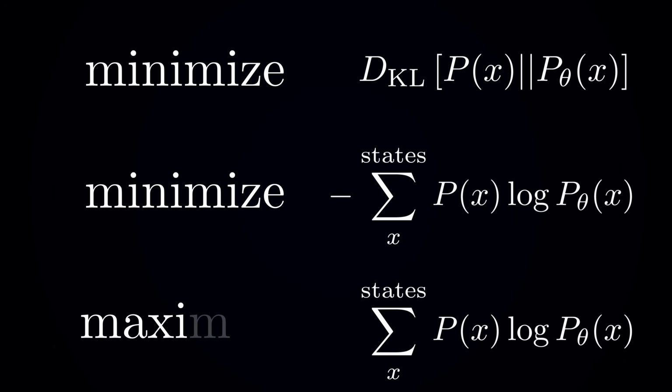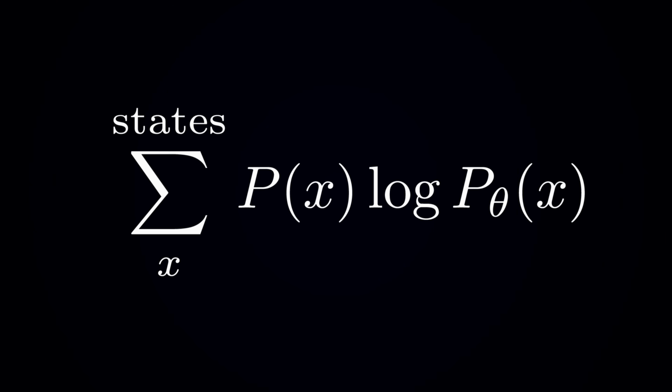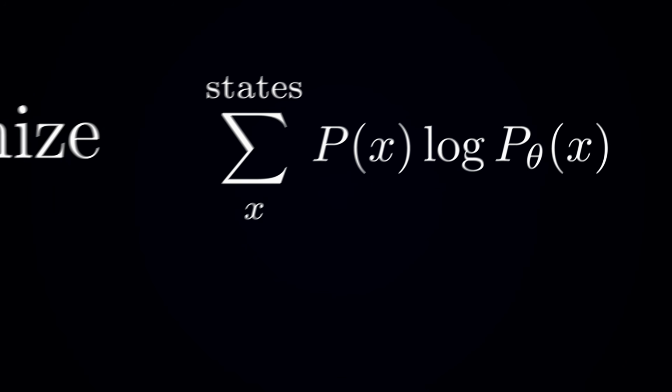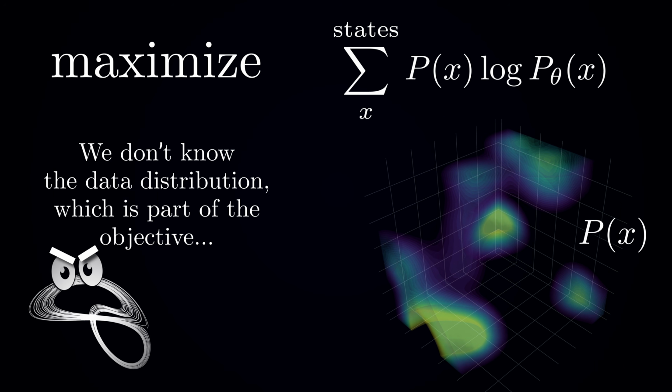Removing the minus sign, we can rewrite our objective in the following way. This formula tells us to maximize the expected log probability that our model assigns to observations, giving higher weight to observations that are more common in the true distribution. However, there is a practical challenge. As written, this objective requires us to consider every possible observation and weigh the model's output by the true probability of observing that data point. But the true data distribution is exactly what we don't know in the first place.